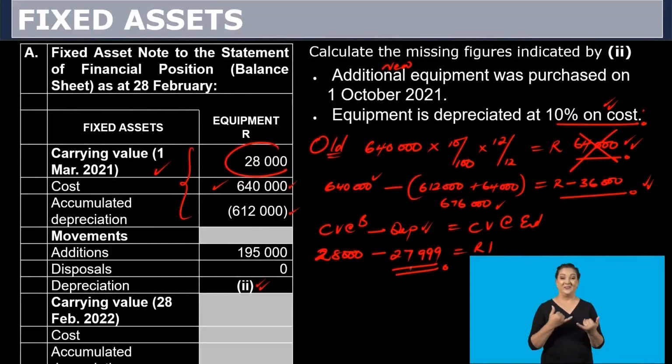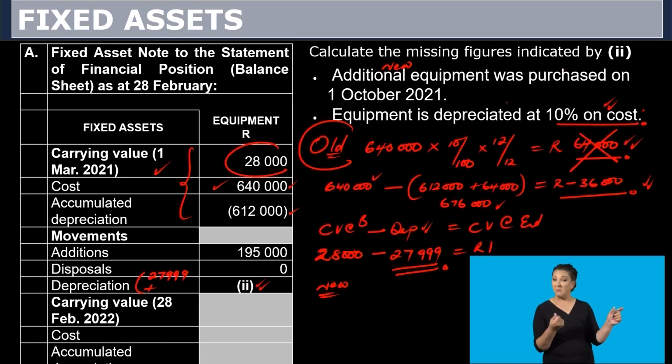So in this case, our depreciation is 27,999. So I can come here and I can quickly open a bracket and I'll say 27,999. Then I say plus. So this was my old. Now I need for the new. What is the cost price of the new? 195,000.